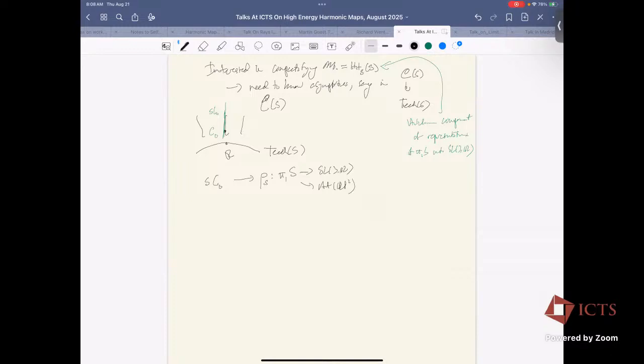So I have some family of representations into my moduli space of geometric structures, and my question is, what can I say about the limits of this as S goes to infinity? That's the question of the day. Describe the asymptotics. And we're going to use the ingredients that we've developed in the first two lectures.